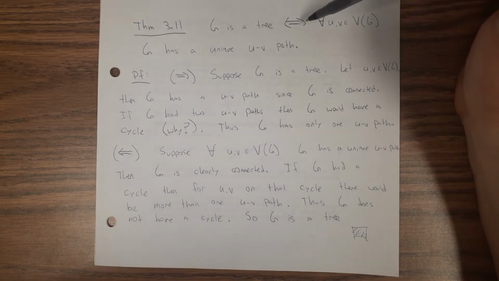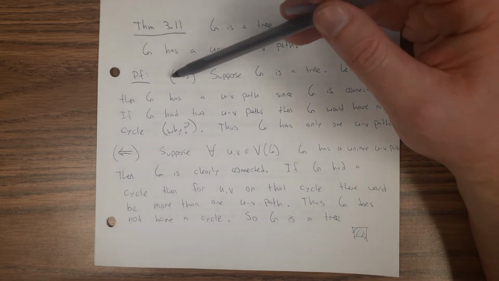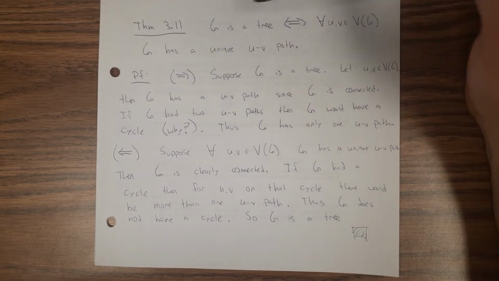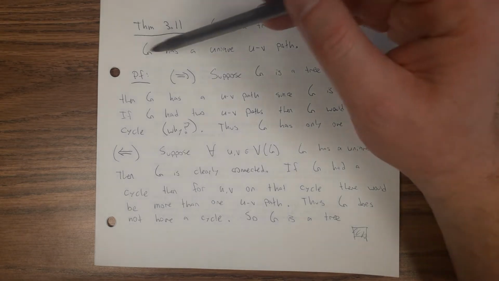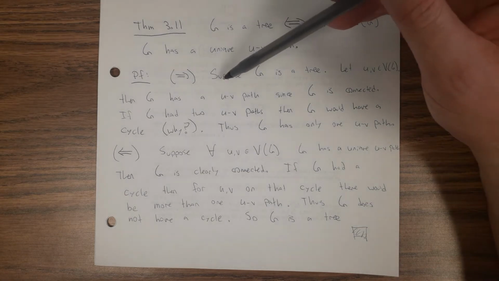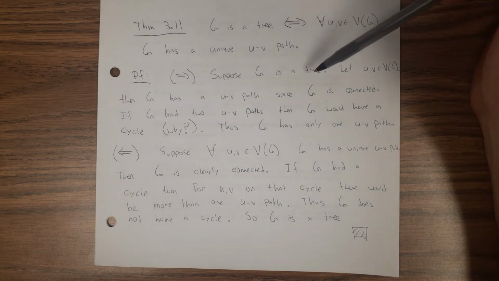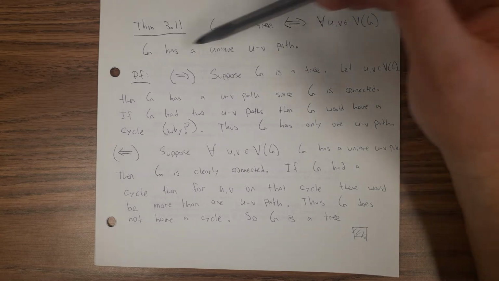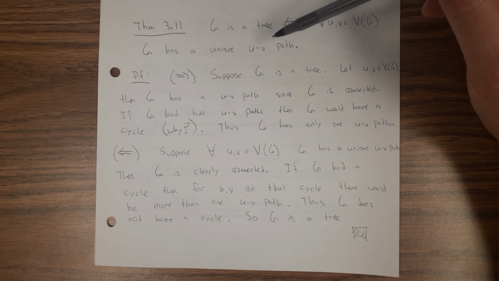So this is an if and only if statement. So when we prove it, let's prove both directions separately. Let's prove the forward direction. I'm going to prove that if G is a tree, then this thing. So suppose G is a tree, and then what I'm going to do is try to conclude that for all U and V, the graph has a unique UV path.